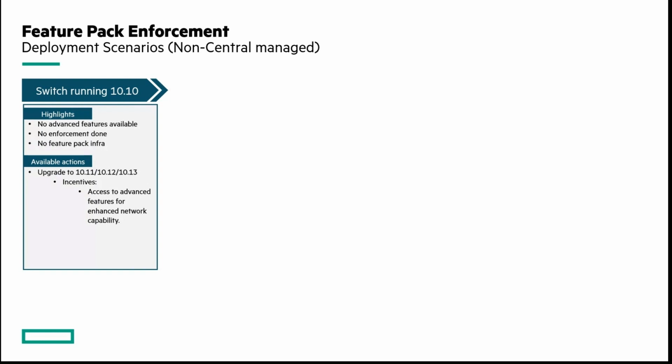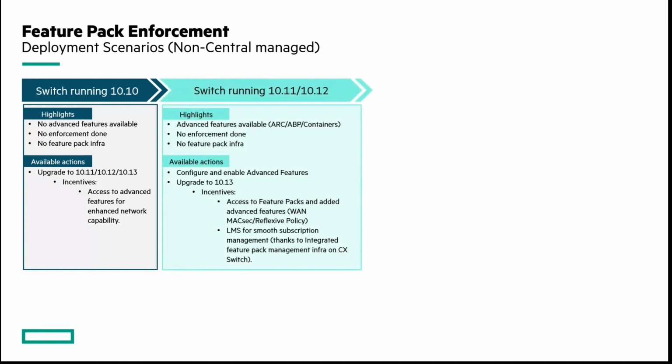So the user can choose to upgrade to 10.11 or beyond, and as an incentive, they will get access to advanced features for enhanced network capabilities. Next one is if you have a switch running 10.11 or 10.12, which means that advanced features such as ABP, ARC or containers are available. Since there is no feature pack infra in 10.11 or 10.12, no enforcement will be done for these features.